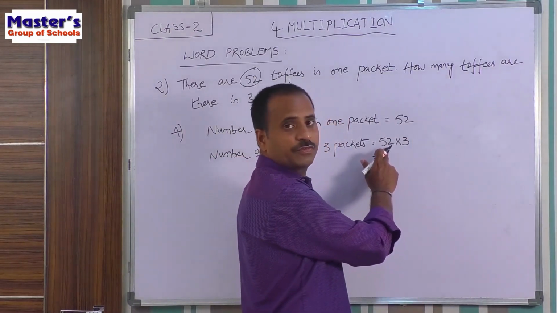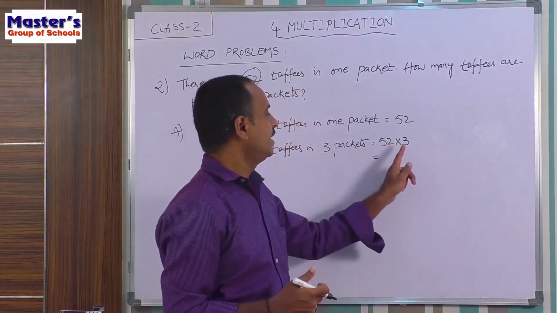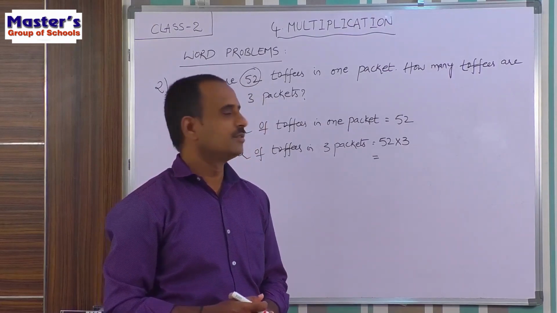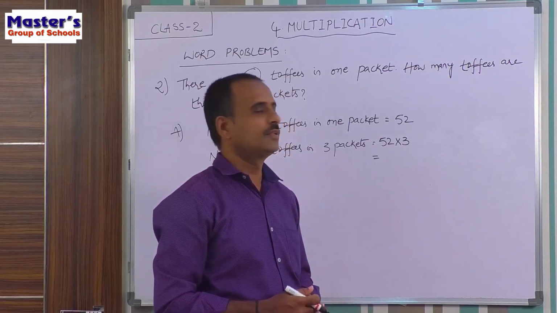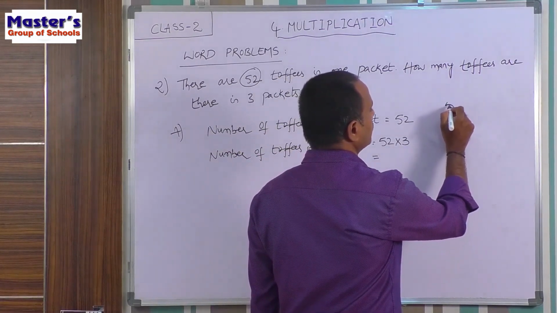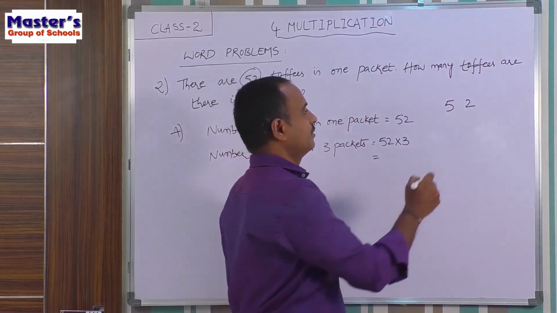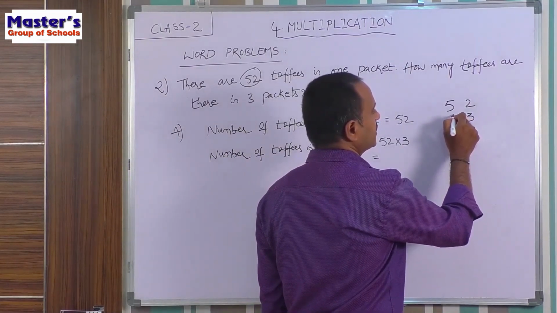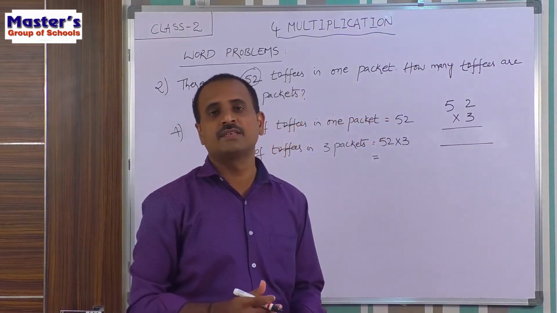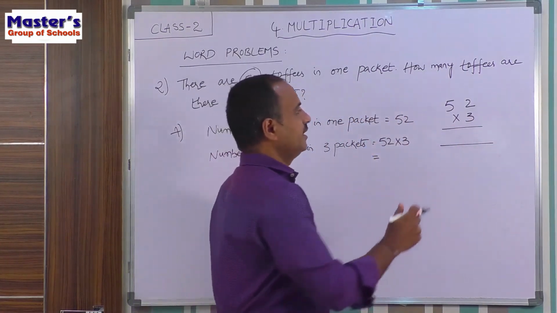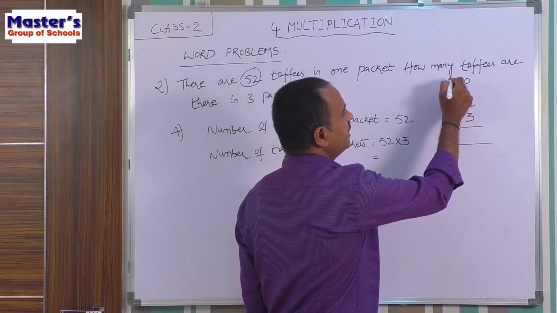What is the first number here? 52. And what is the second number? 3. Here 52 is a 2-digit number and 3 is a 1-digit number. So first write the number 52 and next write the number 3 below 52. Keep the multiplication symbol, and also write the places above each digit. In 52, 2 is present in 1's place and 5 is present in 10's place.